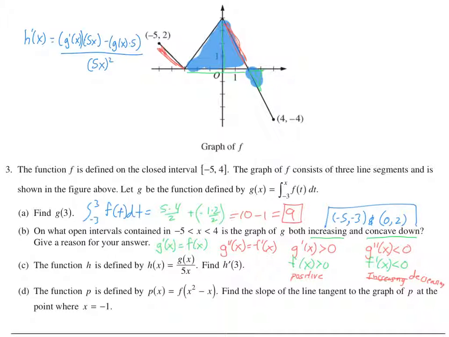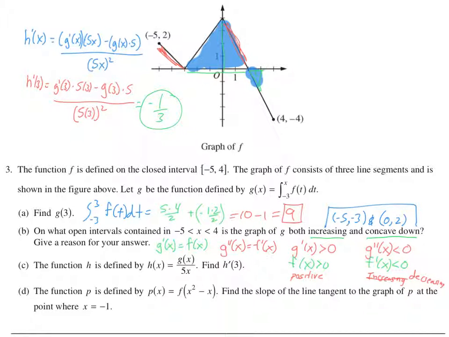Okay, now can we simply plug in 3? Can we simply go and plug 3 everywhere? So, okay, h prime 3 is just saying, okay, what's g prime 3 times 5 times 3 minus g of 3 times 5 all over 5 times 3 squared. And can you do all that math? If you do all that math, you do all the crunching, you get -1/3. So your answer would be -1/3 once you just crunch all those numbers.